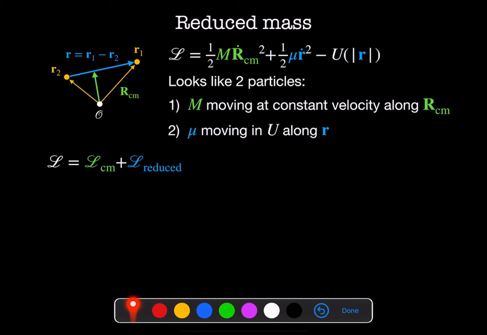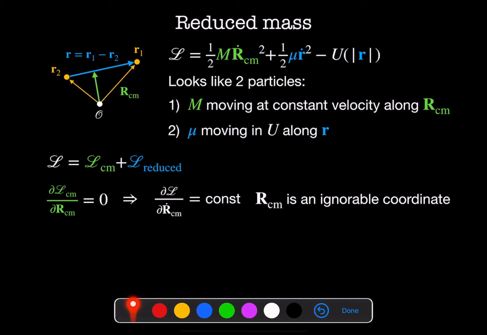So our Lagrangian is now the Lagrangian for the center of mass plus this reduced Lagrangian. And we call it the reduced Lagrangian because mu is our reduced mass. Since the derivative of L_CM with respect to RCM is equal to 0, we know that dL by dRCM dot is a constant, so this is just the constant of integration coming from our Euler-Lagrange equations. And that means that RCM is an ignorable coordinate.